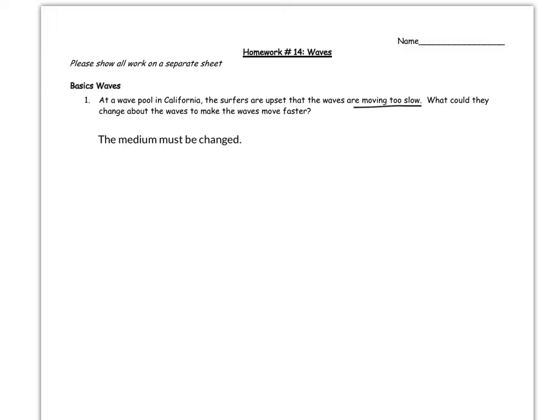If we want to be a little bit more specific, we could think about what we could change about the water itself. That is the medium in this case, the thing the waves are moving through. So we could potentially change the temperature of the water. We could change maybe the density of it by changing how much salt is in the water. There's lots of different options, but the key idea is you have to change something about the water itself.